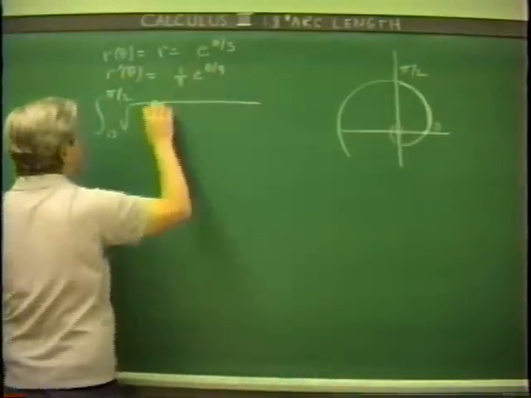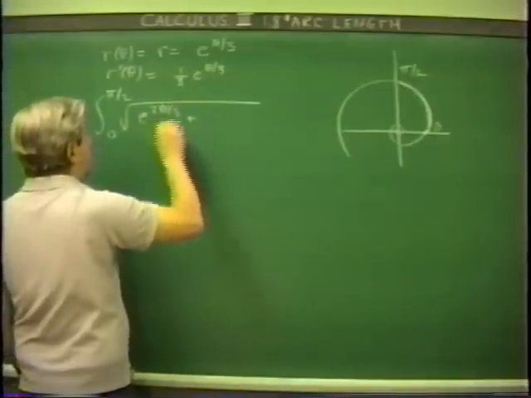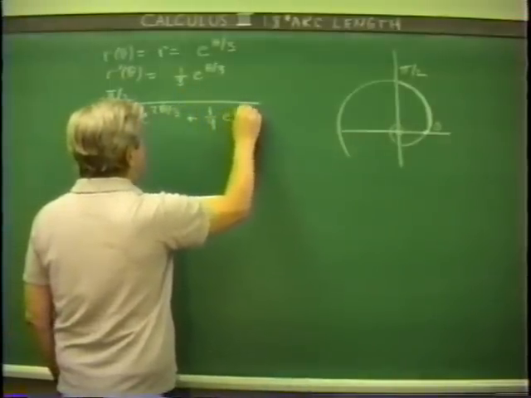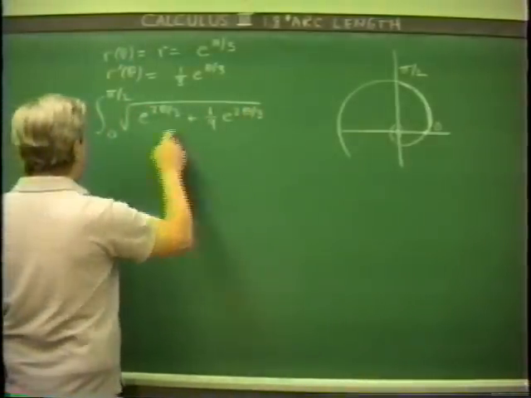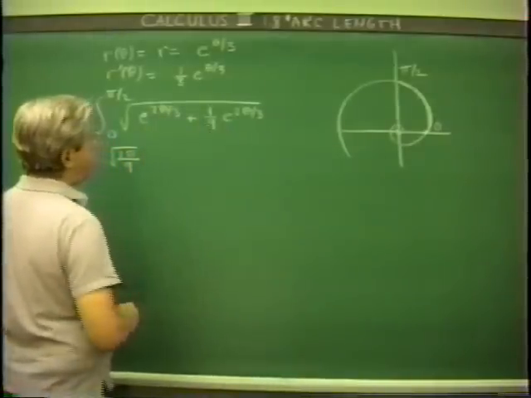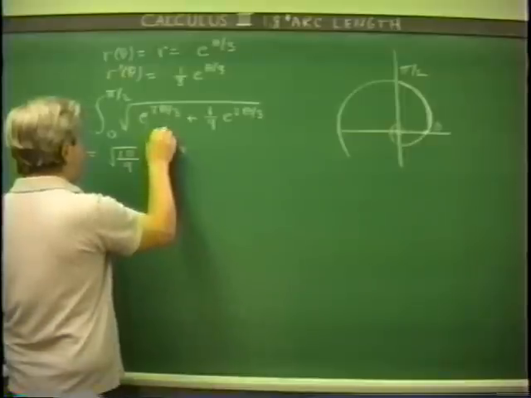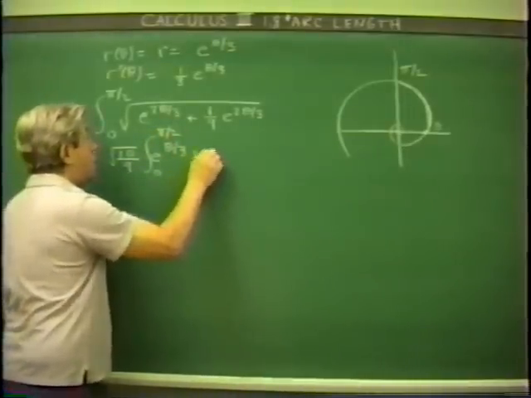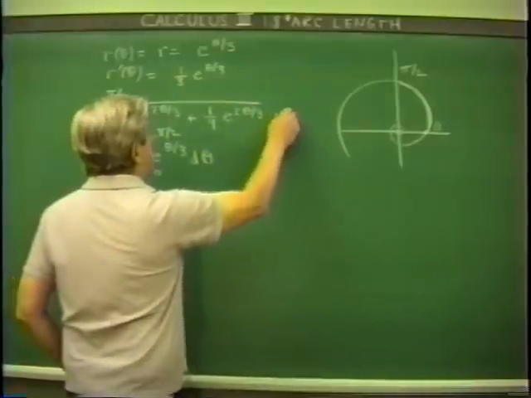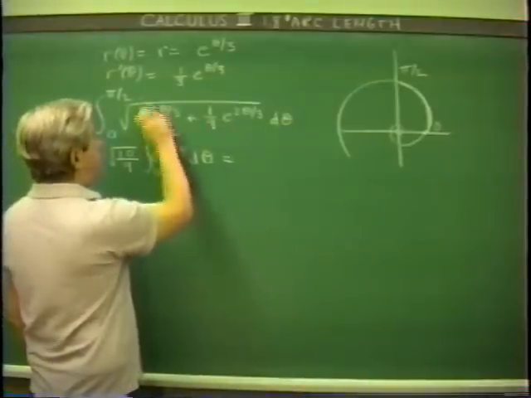Now the formula says that we take the integral from 0 to pi over 2 of the square root of the function squared, that's to say e to the theta over 3 squared, or e to the 2 theta over 3, plus this squared, which is going to be 1/9 e to the 2 theta over 3. So all together here, we're going to get the square root of 10/9. The square root of e to the 2 theta over 3 is going to be e to the theta over 3. We want the integral of this from 0 to pi over 2 with respect to theta. So here's the square root of r squared plus r prime squared, integrated with respect to theta.